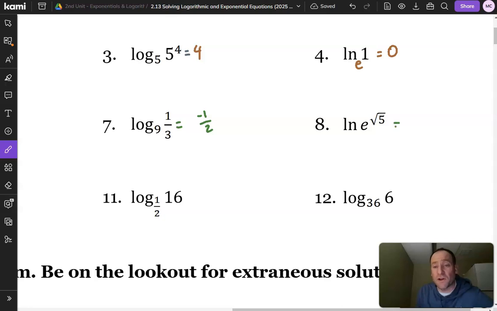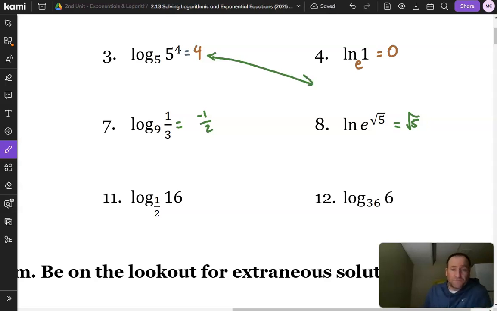And number 8 here, log base e. I don't know why it looks like an exponent. It's not supposed to be. Actually, no, it definitely is. Natural log of e to the square root of 5 is going to equal the square root of 5 for the same reason as number 3.